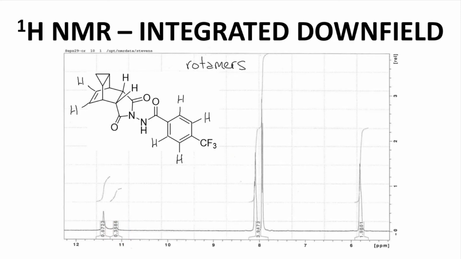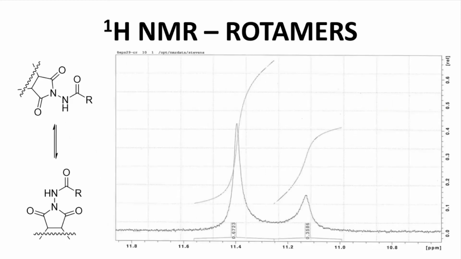If the integration for one peak was 1H and the other was 0.5H, then it would be more likely that the 1H peak is from our compound and the 0.5H peak is an impurity. Let's talk more about these rotational isomers.